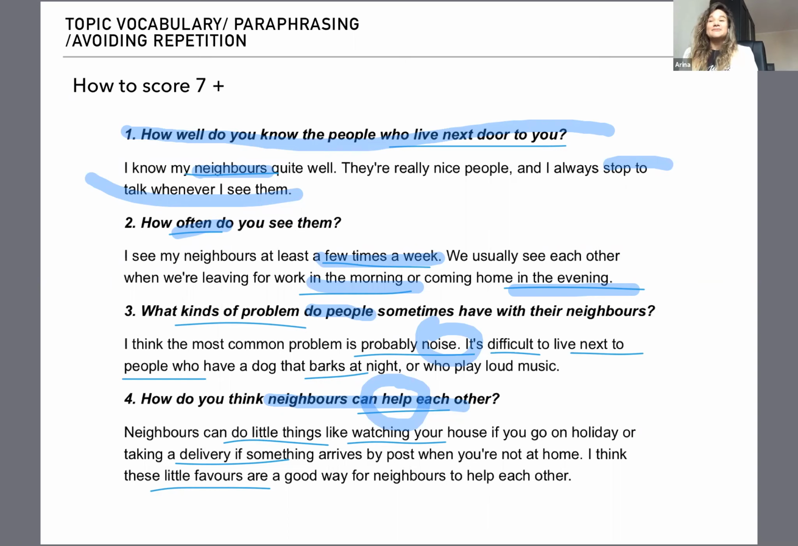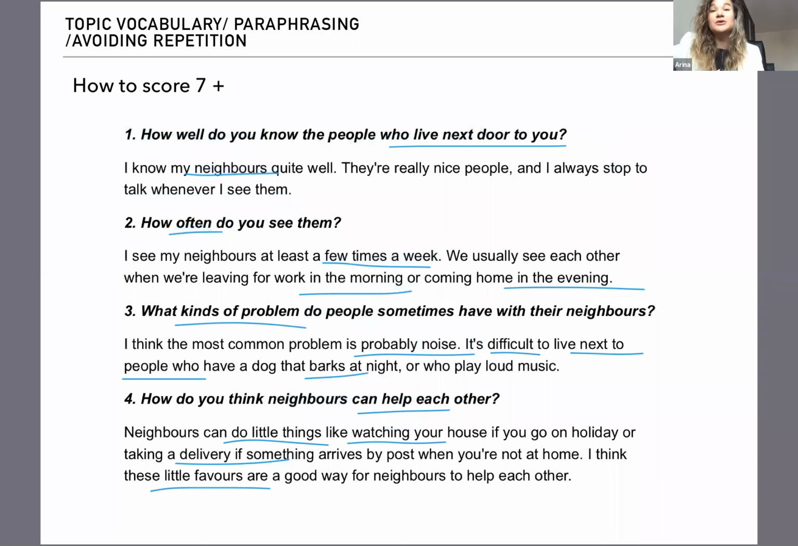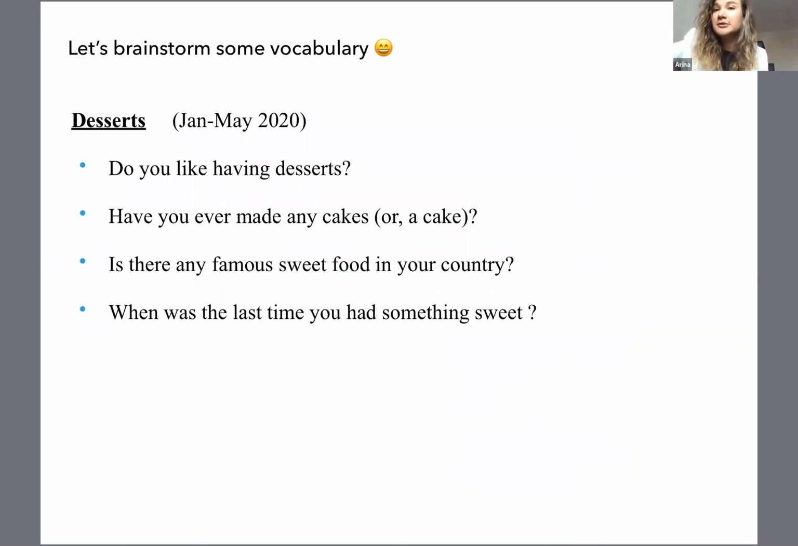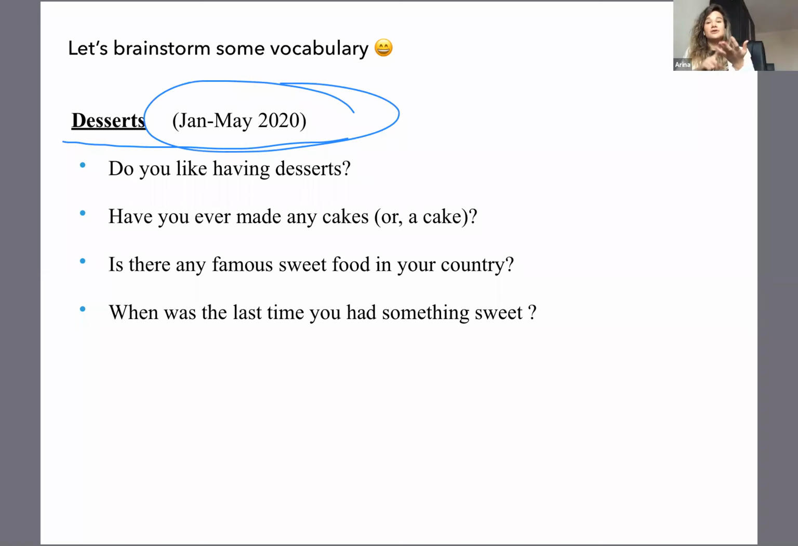Okay, so I'm pretty sure you're ready to try yourself, and we're going to speak about a 2020 topic, which is popular right now. Guys, if you take the exam right now in February, March, April, they change the topics every January, May, and September. So you might have this topic at the real exam. So let's try this. This topic is going to be about desserts, about sweets. Try to brainstorm some vocabulary.